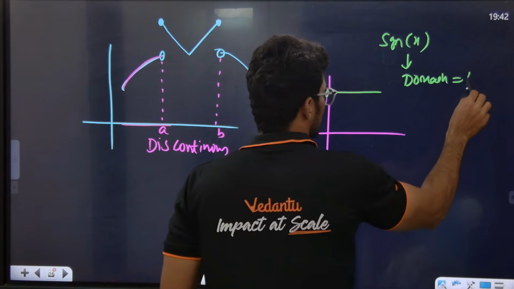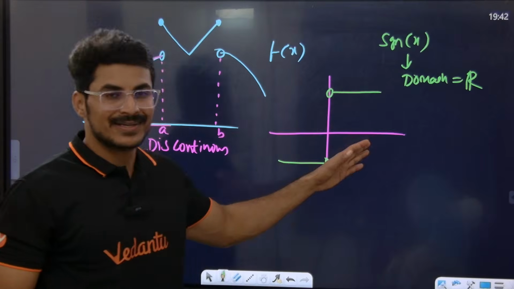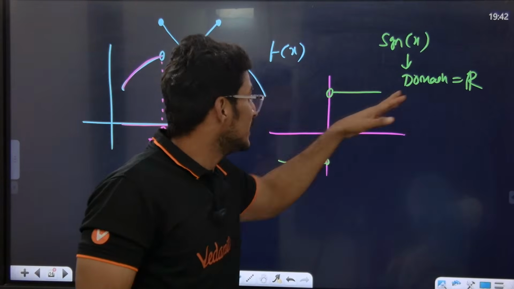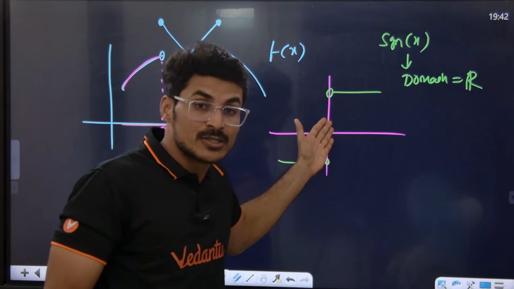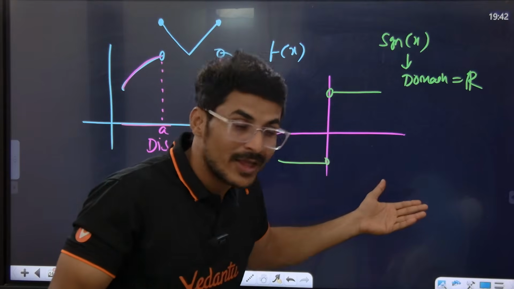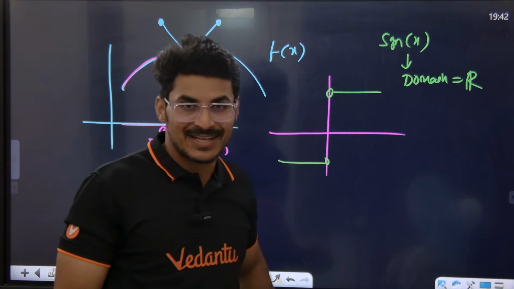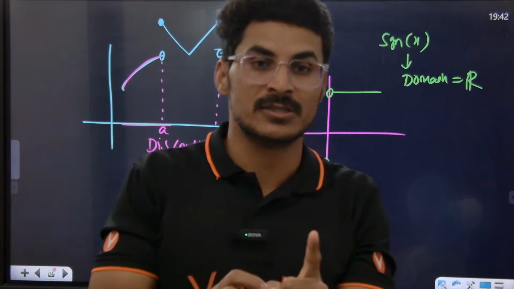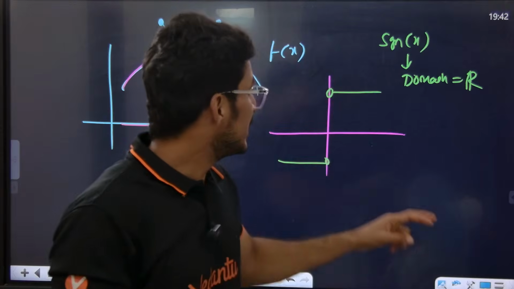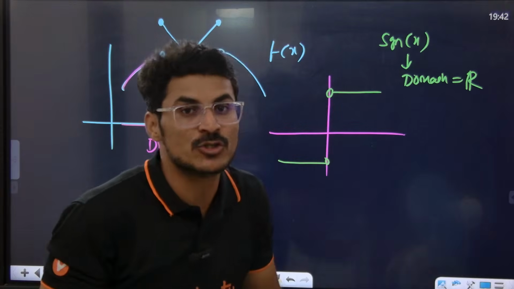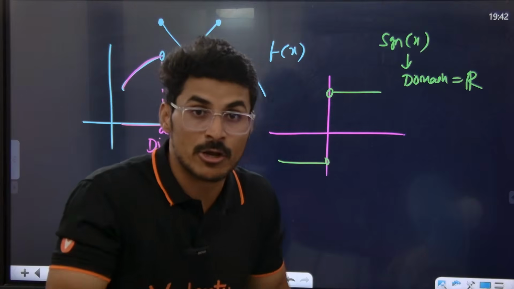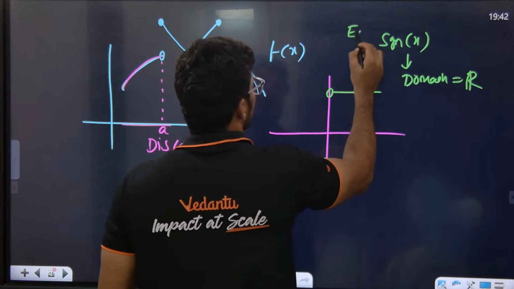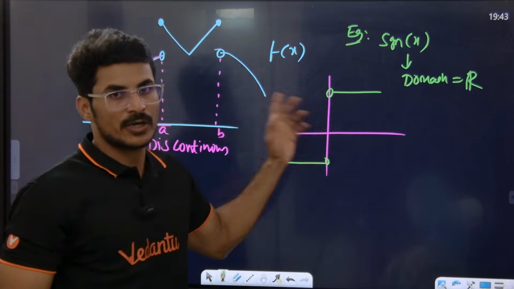The domain is all real numbers. Can I say the signum function on domain R is continuous? No. At 0 it is discontinuous. Please understand, a function being continuous does not mean it is continuous at every point in its domain. At some point it can be discontinuous also. That's the point. In the signum example, on domain R, 0 is discontinuous. Same in the other function, discontinuous at A and B.